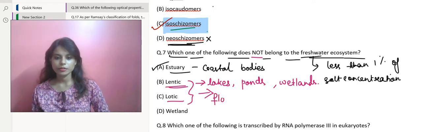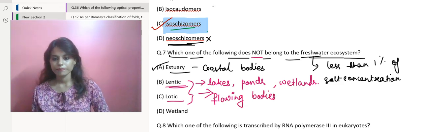Anyway, while lotic ecosystems are flowing bodies. That's the difference between lentic and lotic. These are flowing bodies of water, such as rivers and streams. Okay, rivers, streams.